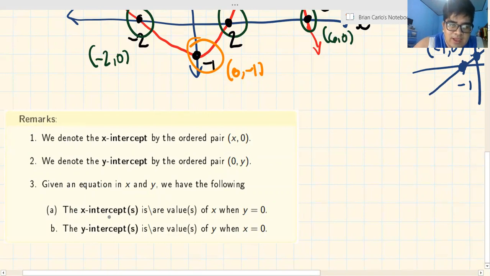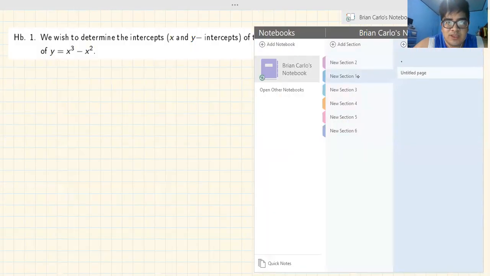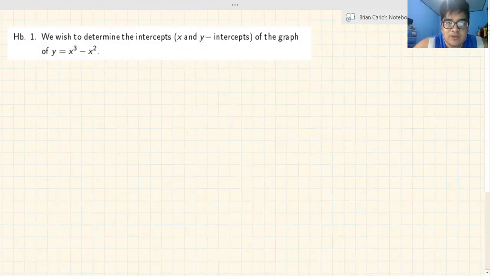Ngayon, number 3, given an equation in x and y, we have the following. A, the x-intercept or intercepts, pwedeng marami, is or are value or values of x when y is equal to 0. Ganun lang yun. Kapag x-intercept, set mo yung y equals 0. Kapag naman y-intercept or intercepts, is our value or values of y when x is equal to 0. Ganun lang yun, basically.